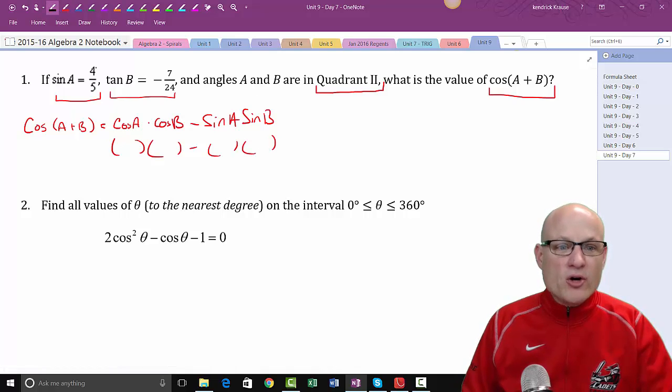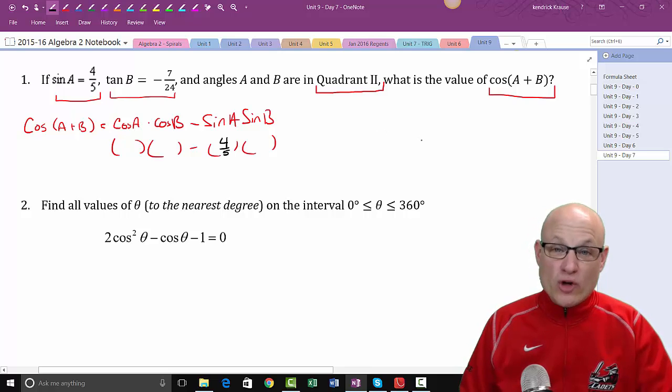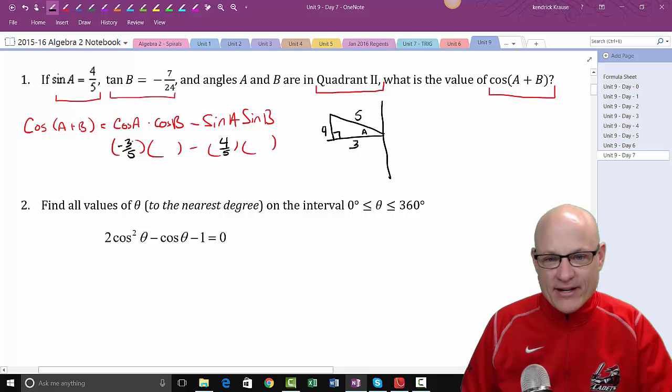Let's see what we know. We know that the sine of A is 4/5, and pretty much that's it. Wow, Mr. Krause, you were so nice to us on this problem. Well, the good thing is it's 4/5. So sine is 4/5. This is A. So cosine A is, how many of y'all put 3/5? Negative 3/5. You got to remember what quadrant you're in. Negative 3/5. All right.